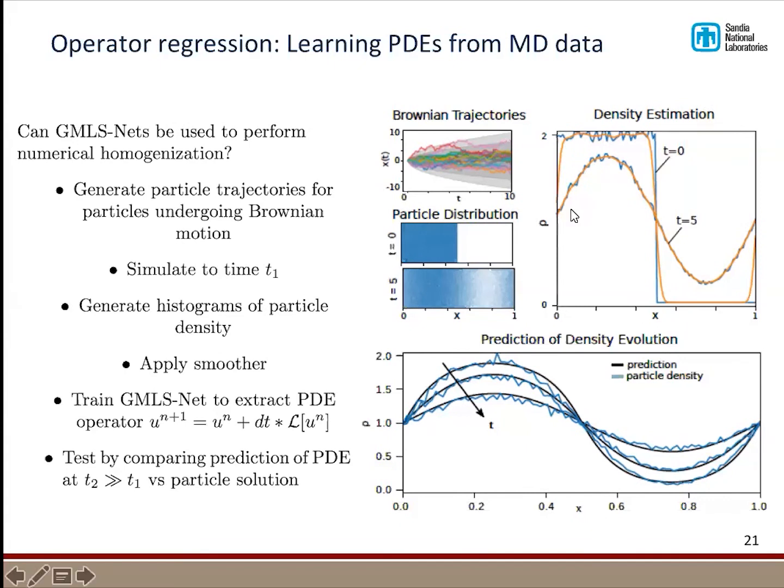I will point out that it's very important for this, though, to smooth the data. So basically what we're doing is we're taking particles, we're building a histogram of particle density, and just due to statistical sampling, there's a lot of noise in that data. So in order to make this work, it was necessary to apply a filter to smooth that out.